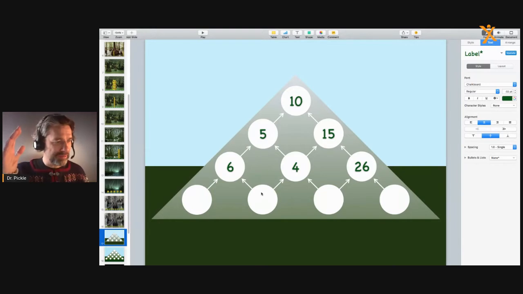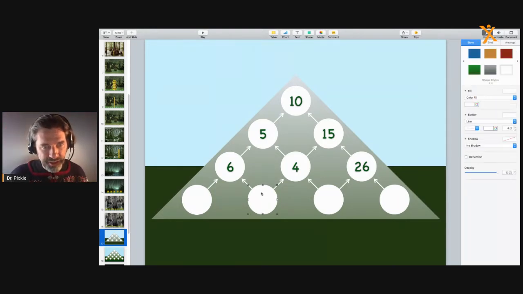Where do we go from now? Where do we go? Let's put one right here, smack dab in the middle between 6 and 4.